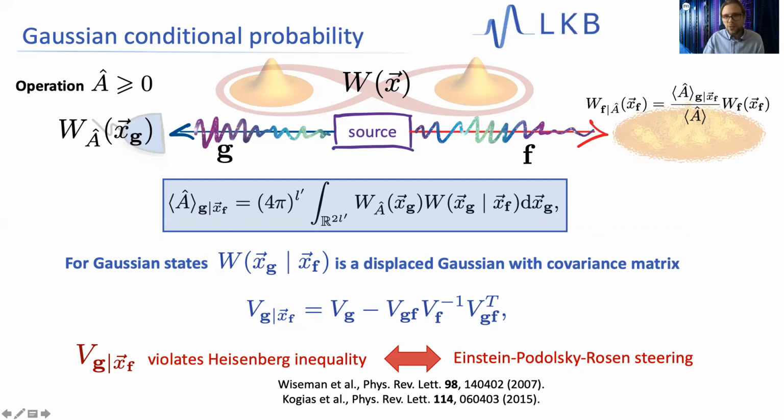So what's more interesting is that the opposite is also true. So if I have this steering, I will also have this violation of Heisenberg's uncertainty relation in this Schur complement.